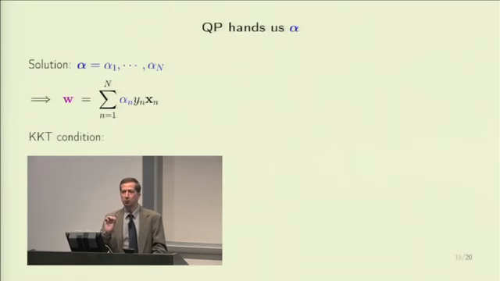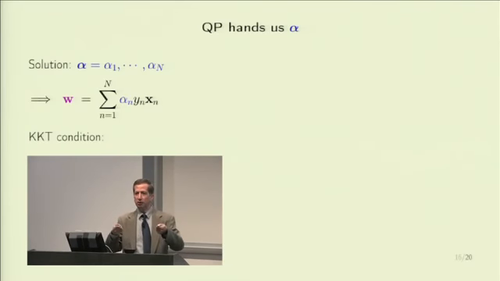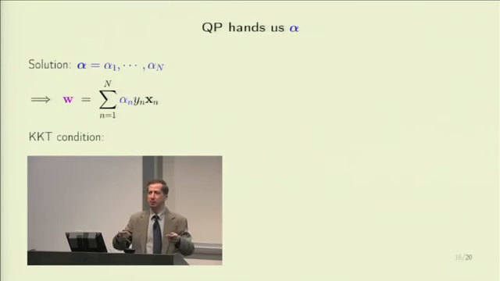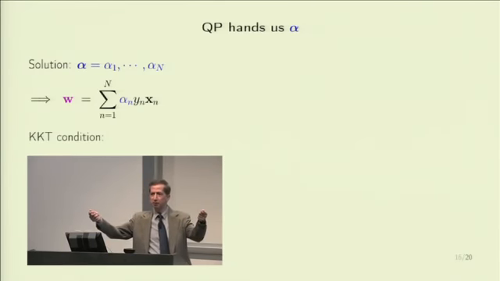Now, I would like to tell you a condition which is very important and will be the key to defining support vectors in this case, which is another KKT condition that will be satisfied at the minimum, which is the following. Quadratic programming hands you alpha. Let's say that alpha is the same length as the number of examples. Let's say you have 1,000 examples. So it gives you a vector of 1,000 guys.